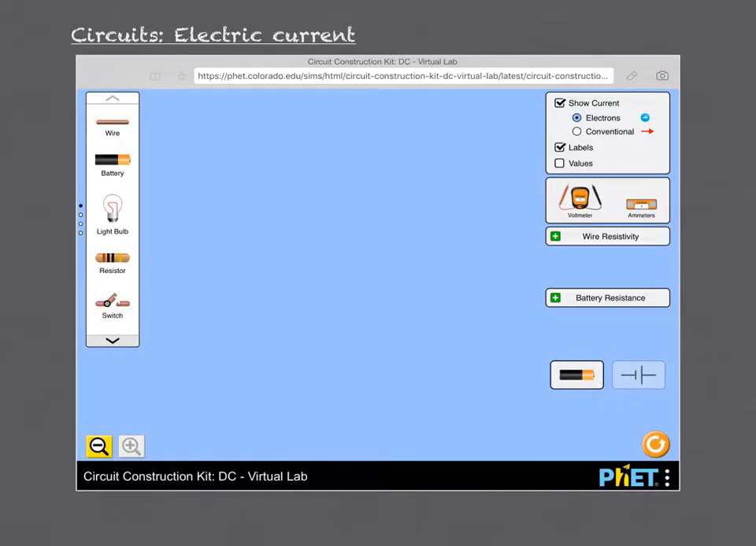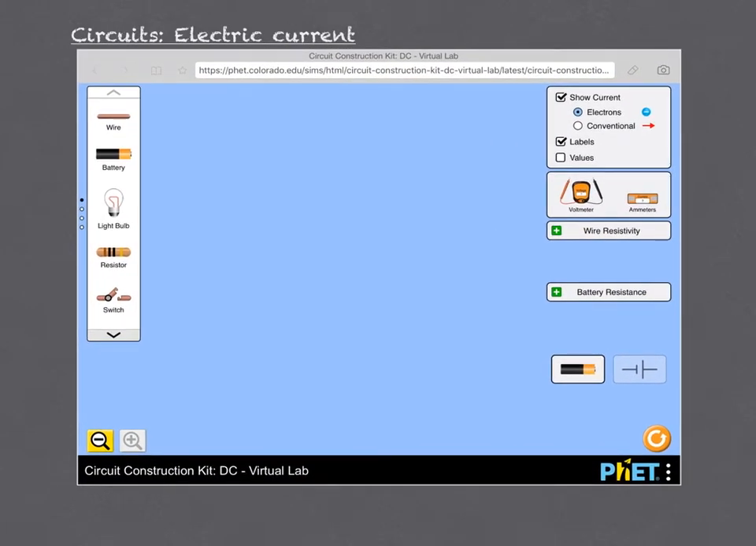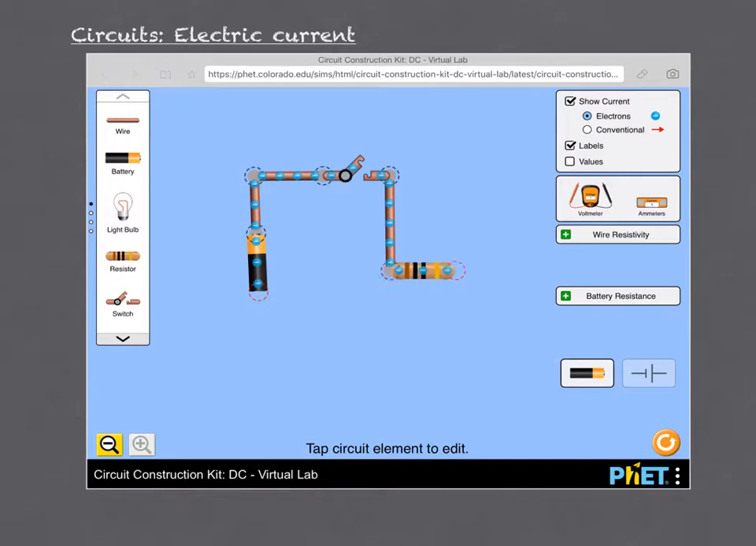Now we're going to look at a basic circuit. Basic circuits will consist of a battery, some wires, usually a switch, something that is going to use the electricity. This is a resistor.